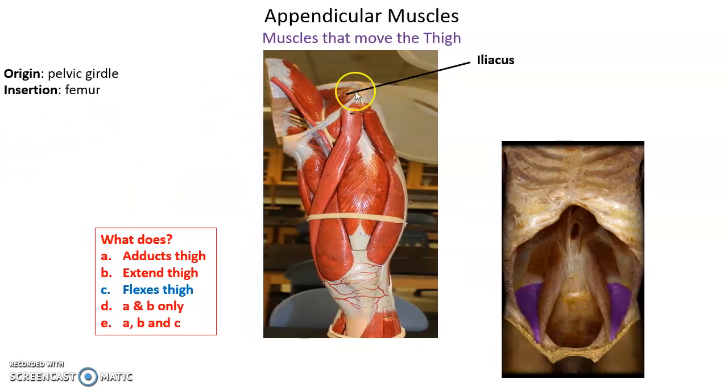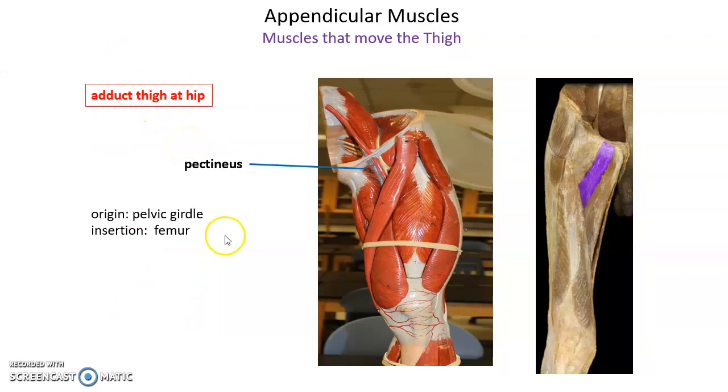First up out of the muscles is the iliacus. Iliacus muscle has its origin on the pelvic girdle and inserts into the femur. So here it is. Iliacus is able to help to flex the thigh, so it bends the leg at the hip, flexes the thigh at the hip joint.